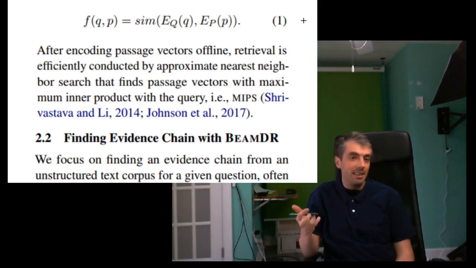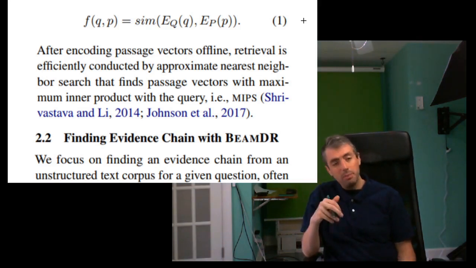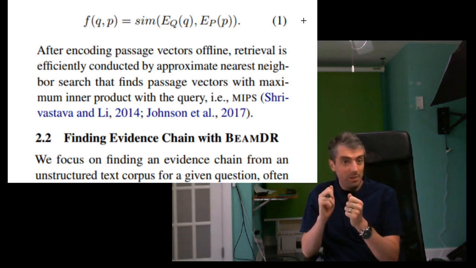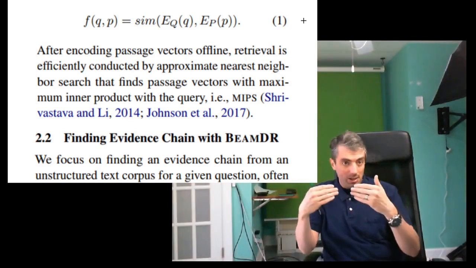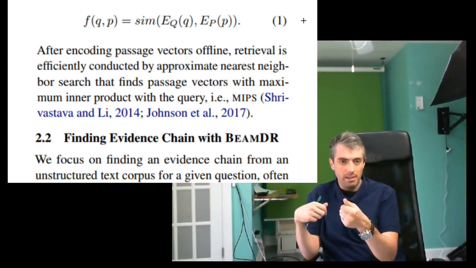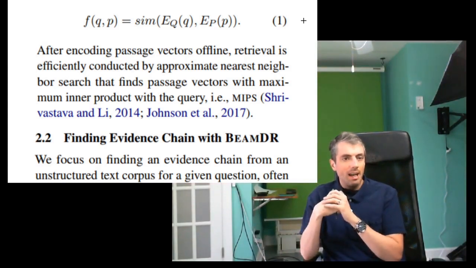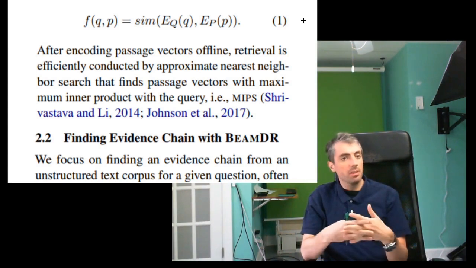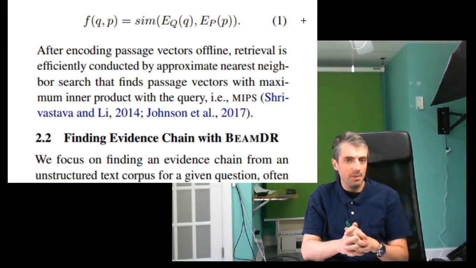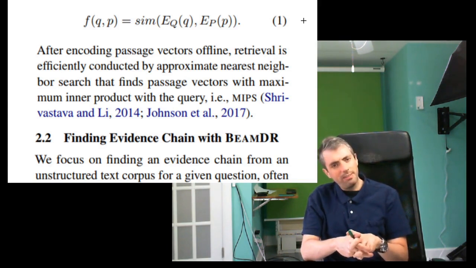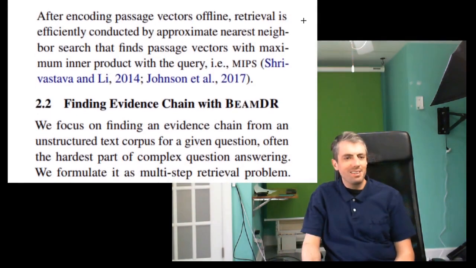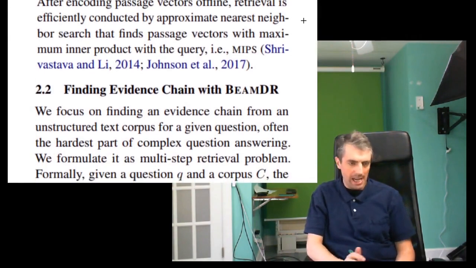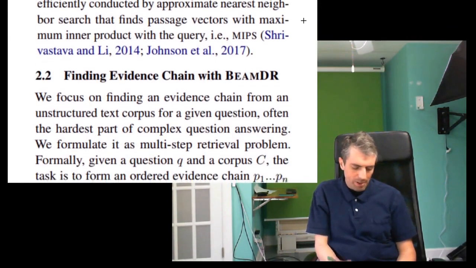So in this case, the function for the similarity between Q and P is the similarity of the underlying encodings of the query and the passage. After encoding passage vectors offline, retrieval is efficiently conducted by approximate nearest neighbors search that finds passage vectors with maximum inner product with the query. In other words, MIPS.